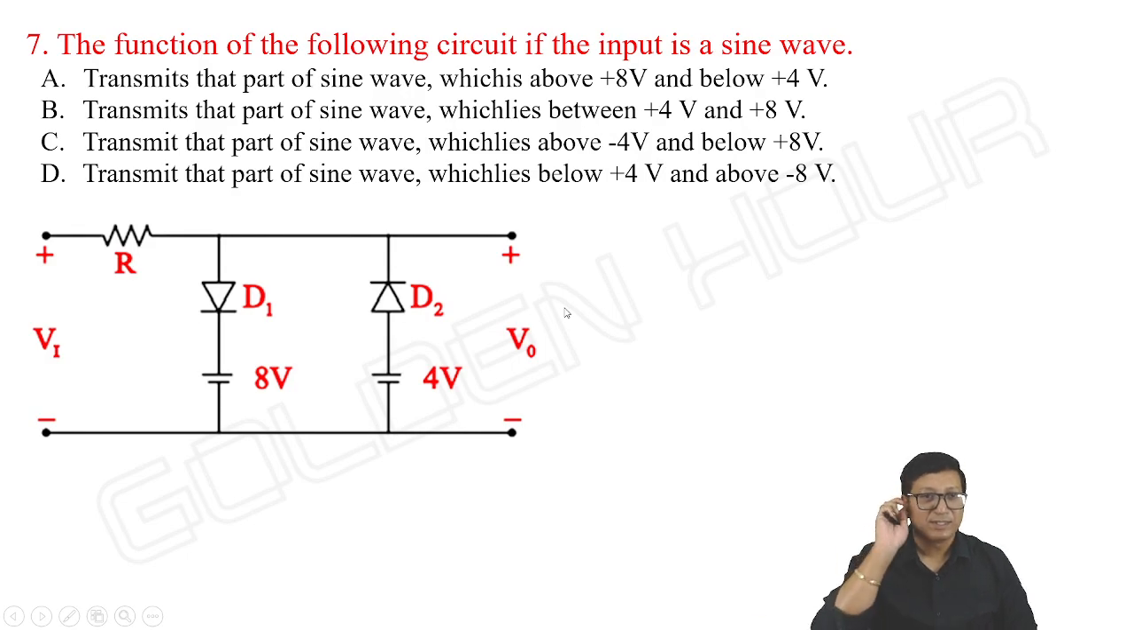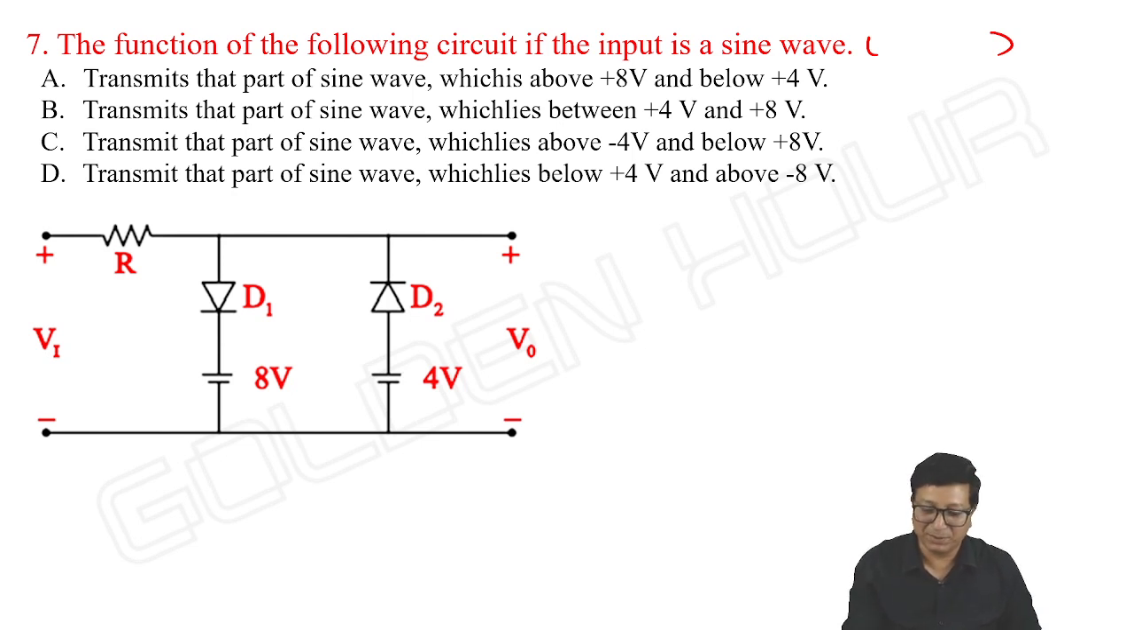Let us do some problems asked in previous papers. Here I forgot to write the year in which it was asked. Doesn't matter. See this. The function of the following circuit, if the input is a sine wave. Of course, they should mention a sine wave of what amplitude. Transmits the part of the sine wave which is above 8 volts and below 4 volts. Transmits the part of the sine wave which lies, sorry, there should be some printing mistake.